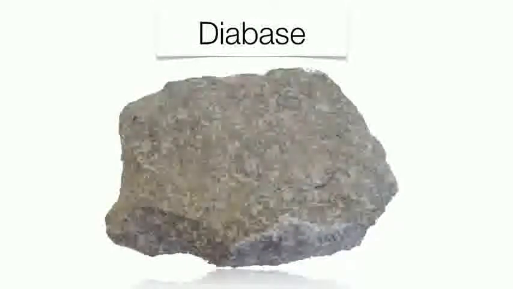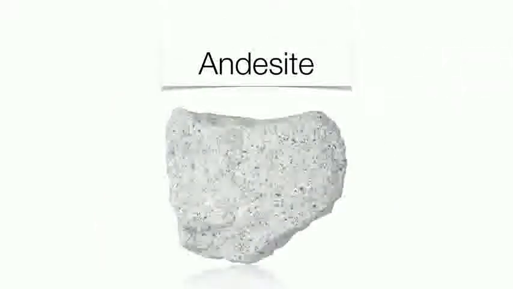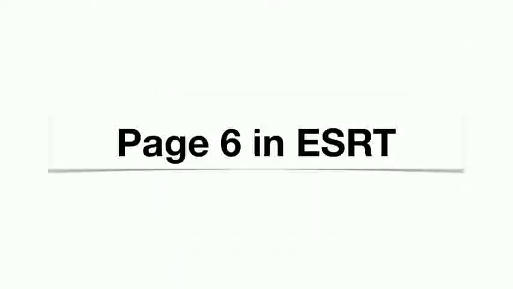Now you do have a rock called diabase. That could either be intrusive or extrusive based upon its environment of formation. You do have one rock that kind of falls right in the middle. That's andesite. This is the fine grain rock that kind of has an average composition, average color, and average density. Okay, please, please, please make sure you understand how to read page 6 in the reference table. This is your Igneous Rock chart.